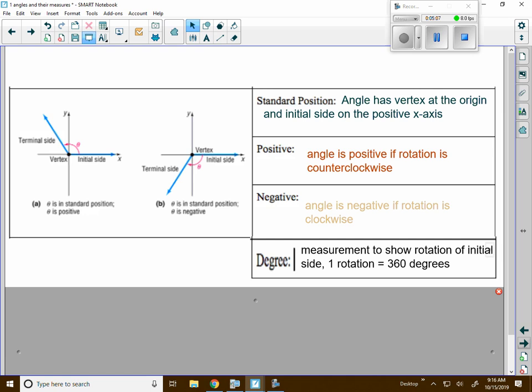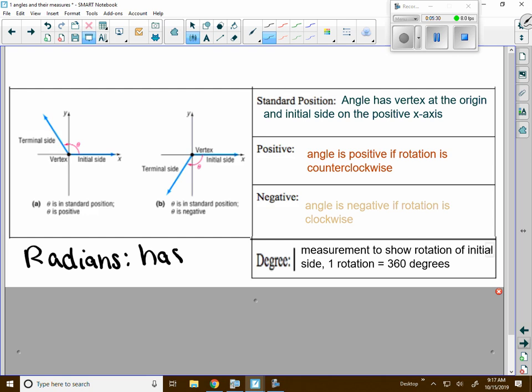Does anybody know the other unit of measurement other than degree that we can have for an angle? Yeah, what's it called? Has pi in it. Say it again. Radians. You might need to write this one in somewhere. Find a little spot. It's another unit of measurement. The only thing that you need to remember right now is that it has pi in it.